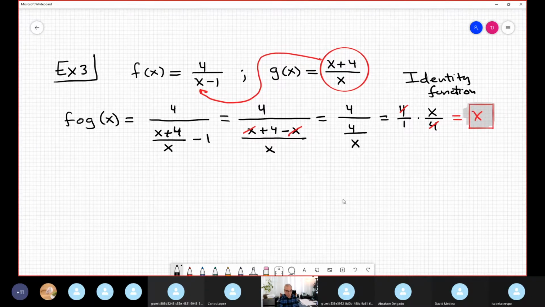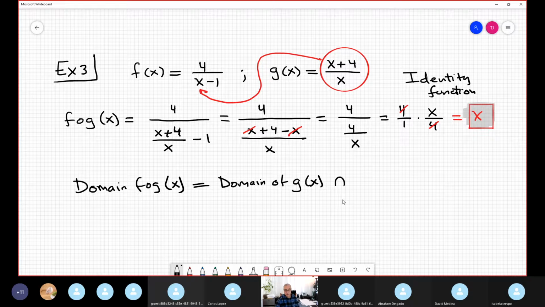Okay. Now let's move on to domain. Domain of f composition g is the domain of the first, which is g, intersection domain of the new expression. Okay, the new expression is this. By the way, it is the identity function. The identity is when f of x is x.